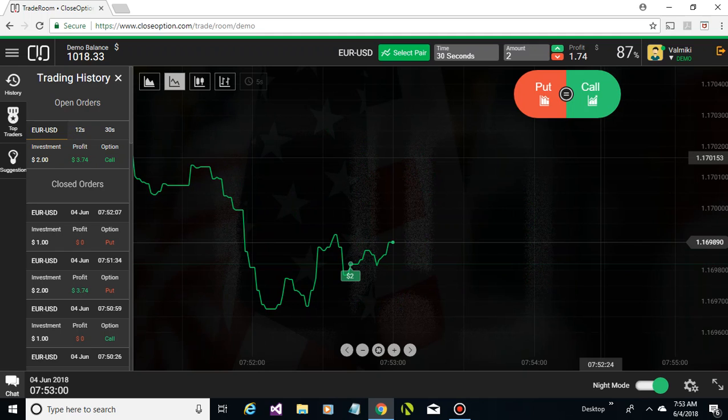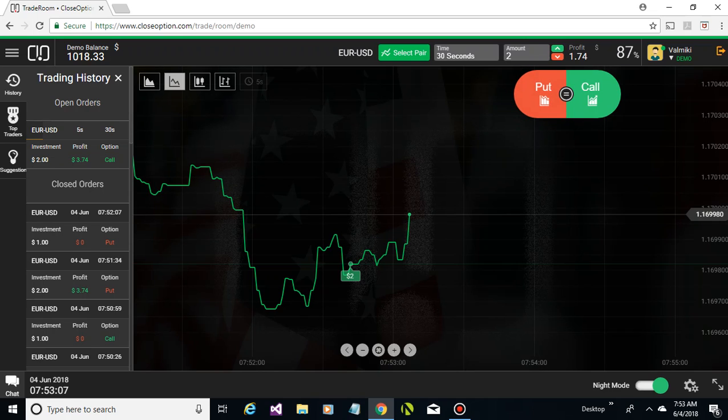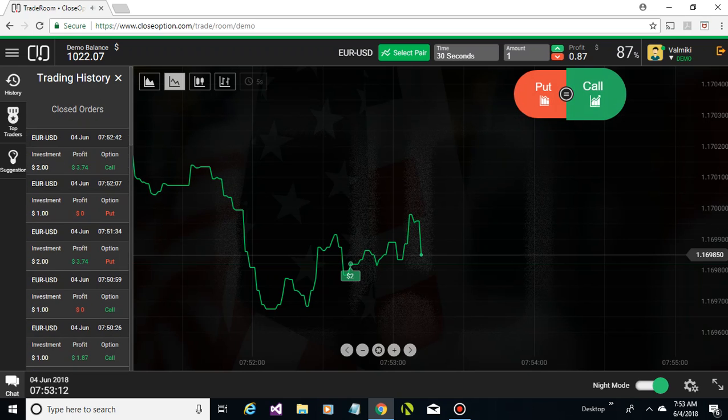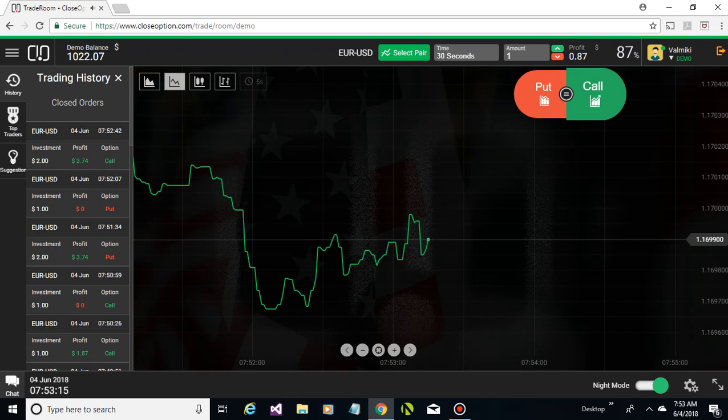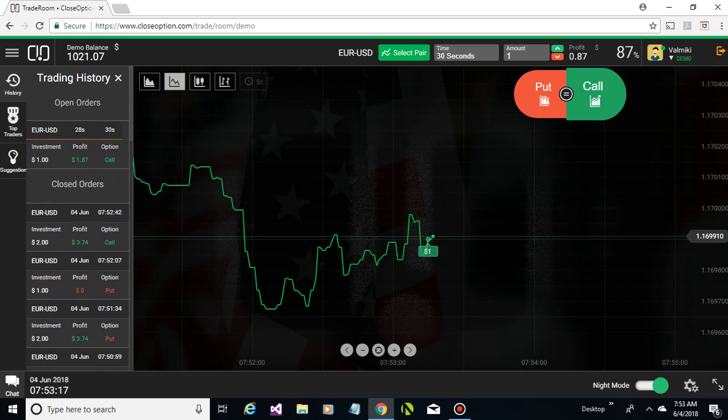Right now, I think we have a safe margin, but we're just a sliver away from the entry point. I think we are pretty safe, and we can go ahead and place a $1 call at the same position.